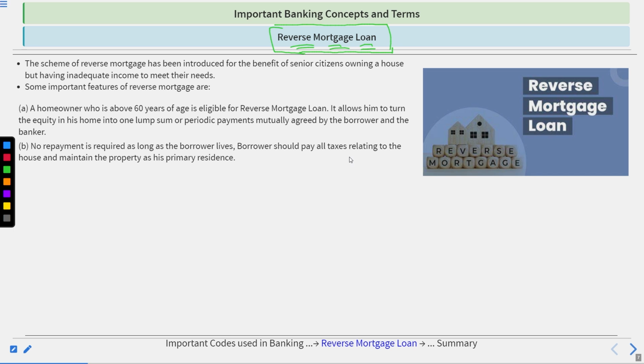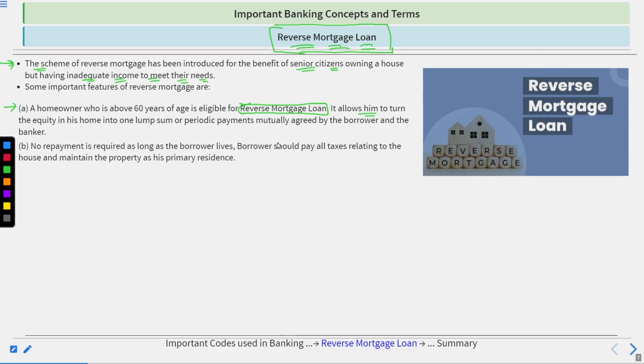Now, after understanding the mortgage, it's time to understand reverse mortgage loans. The scheme of reverse mortgage has been introduced for the benefit of senior citizens who own a house but have inadequate income to meet their needs. Like if there is a senior citizen, Mr. X, for example, he has a house, but he does not have money to run his daily life. Then a homeowner who is above 60 years of age is eligible for a reverse mortgage loan.